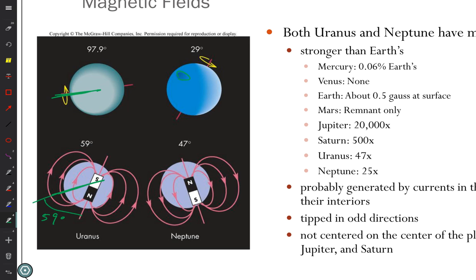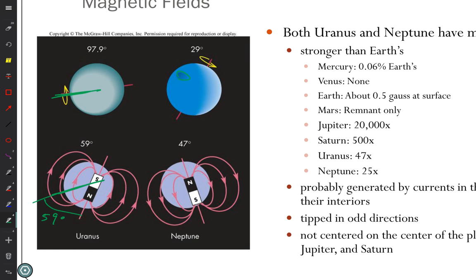The whole scientific method: you've got an observation, you have to come up with a hypothesis to explain it because you're curious and you want to know. And then, of course, you have to test it. So the hypothesis that scientists have come up with is that inside both Uranus and Neptune, you don't have high enough temperatures and pressures to make liquid metallic hydrogen. So it must not be liquid metallic hydrogen that's making this to begin with.